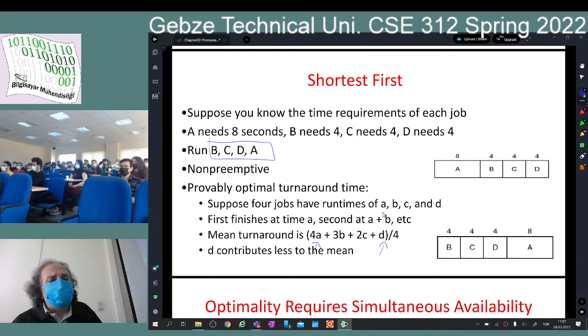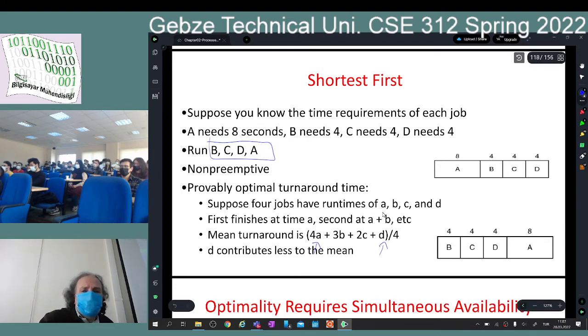Well, I started running A. I am running it. And since it is the longest one among all the others, what am I gonna do? Since my system is not preemptive, I will keep running A even though I know that my turnaround time is going to get a hit.